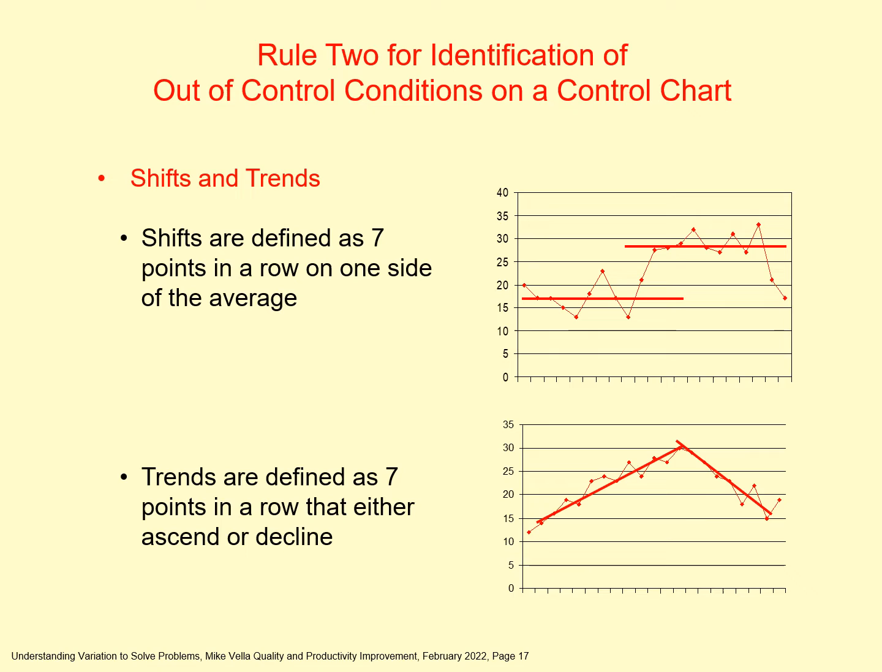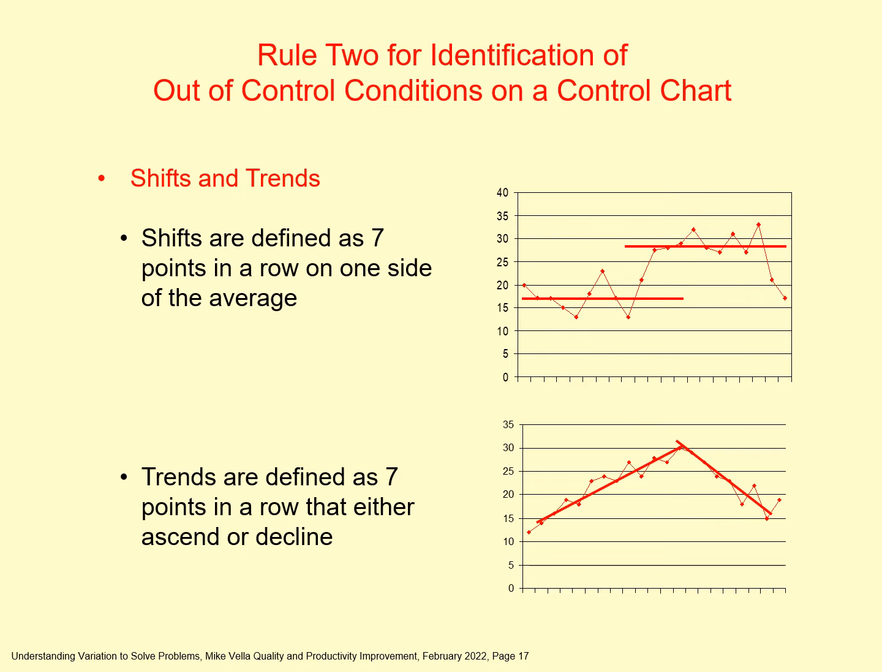It's indicated by one side of the average or the other, but it might be that it's running on average and it's shifted up or shifted down. Again, keep in mind that you're looking for something that looks significantly different. In this case, the average has shifted to clearly make the parts larger. Trends are defined as 7 points in a row that either ascend or descend.